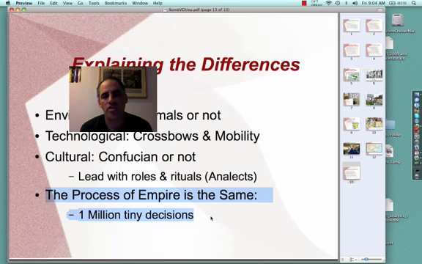By virtue of joining the empire, you get all kinds of benefits: better food, better clothing, better stability in your life, better trade, better economic conditions, and so forth, better health, perhaps. So it's these little decisions that make empires either sustainable or unsustainable, I'd say.